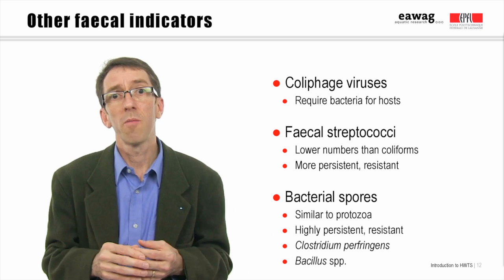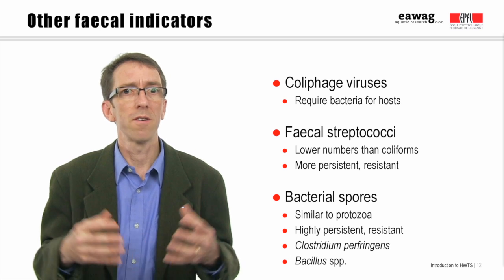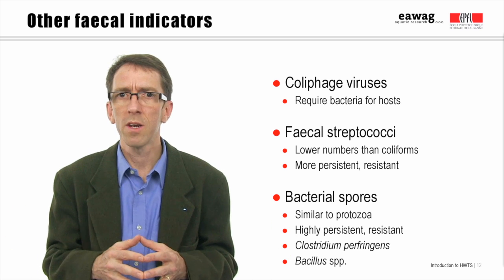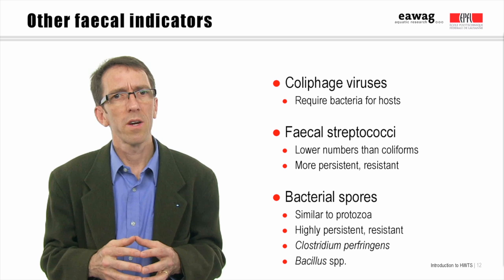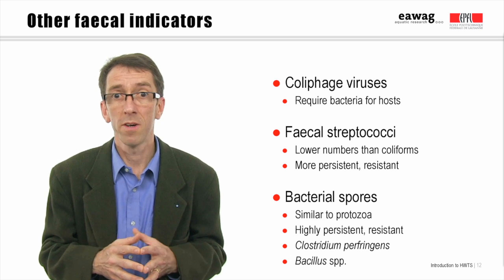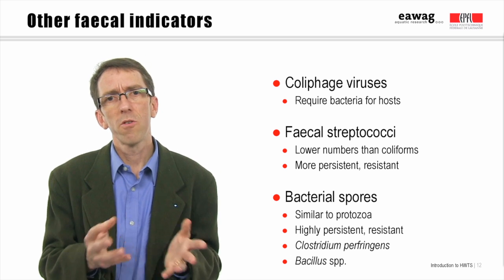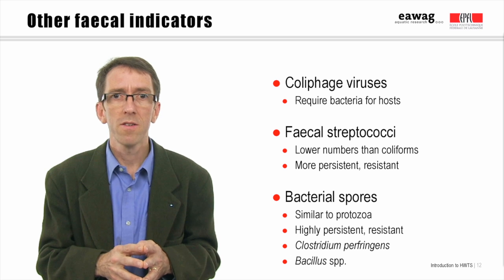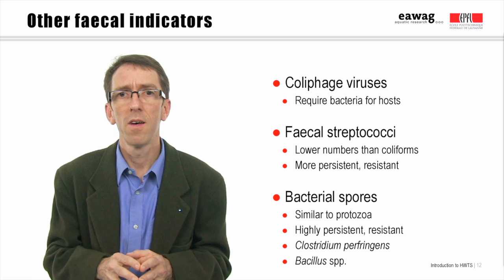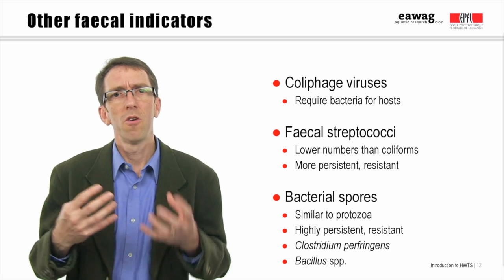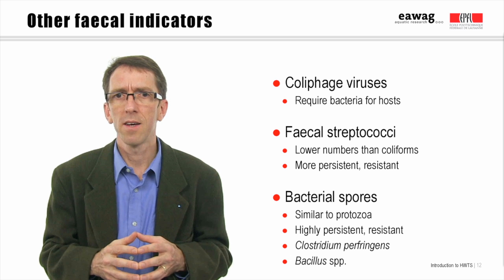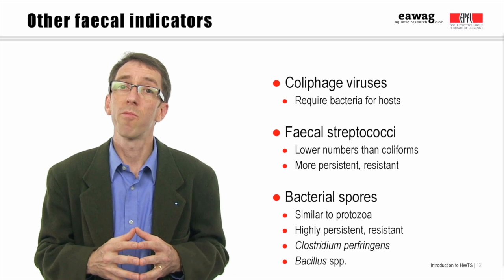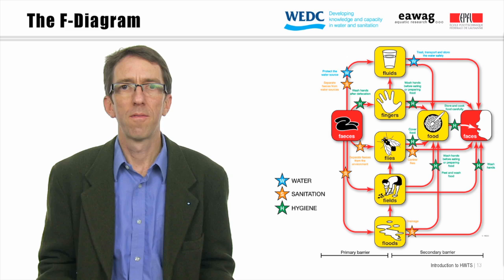Finally, protozoa can be very resistant to disinfection, to heat, to chlorine, to ozone, so E. coli is not a good indicator for treatment efficacy. But some bacteria, like Clostridium perfringens or some Bacillus species, can form spores which are roughly similar in size and resistance to some protozoan pathogens.